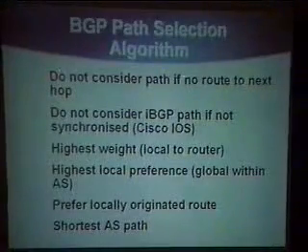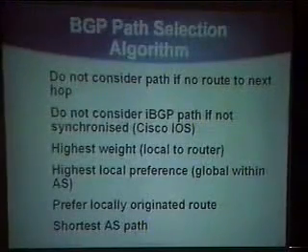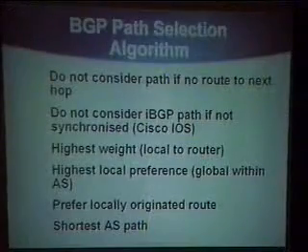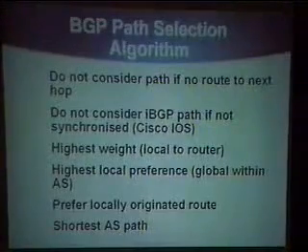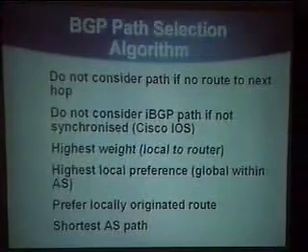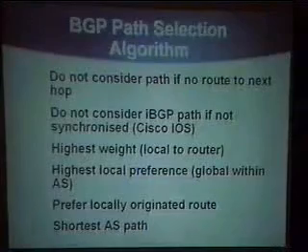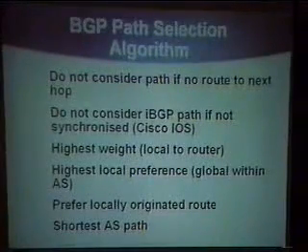The first one is, do not consider path if there's no route to the next hop. Well, this one is actually very obvious, but a lot of people forget about it. This is why it's really important to have the next hop in your routing table. A common mistake is people look in the BGP table and say, oh yeah, next hop's there, that's fine. BGP table is not enough. It's got to be in the routing table.